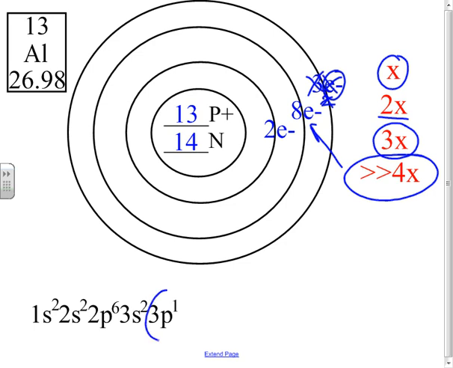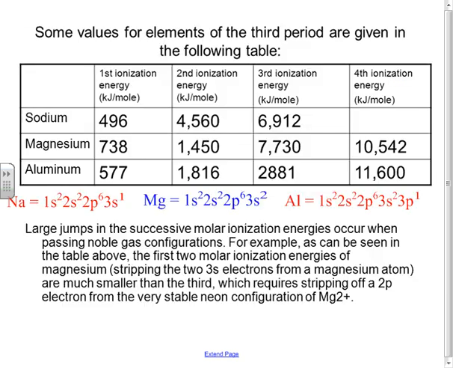Again, here's the first electron, here's the next 2 electrons, but the fourth electron has to come out of the core. It's going to require much, much more energy. So what I want you to see here is anytime we move from valence electrons, the outer electrons, to the core, it's going to require much more energy.